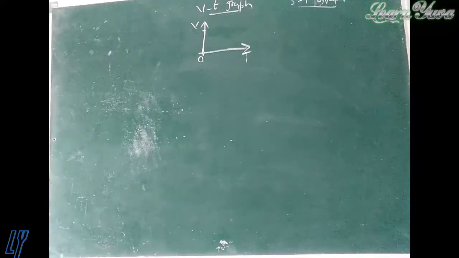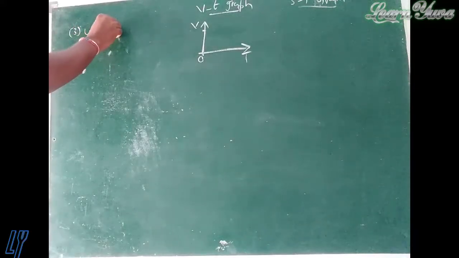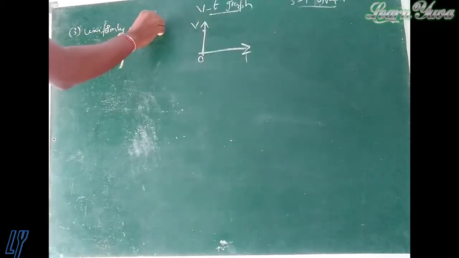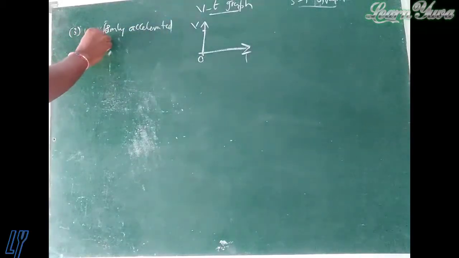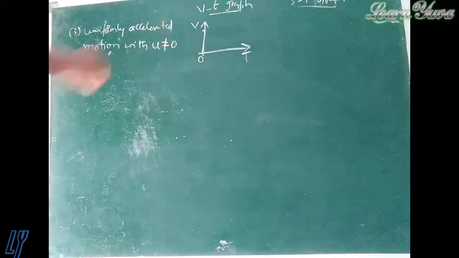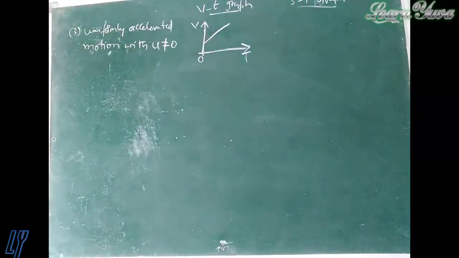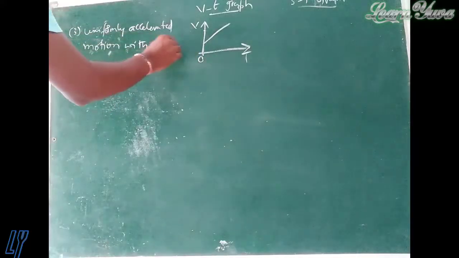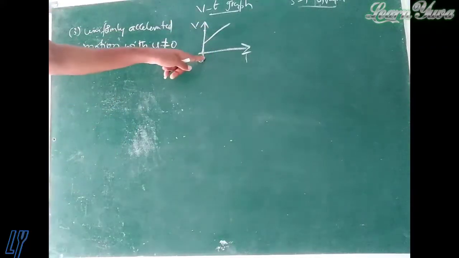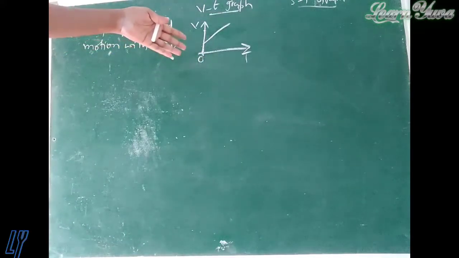Uniformly accelerated motion with u not equal to 0. Here in this case, the body does not have an initial velocity of 0, because the graph indicates like this. It is also a uniformly accelerated body, but here u is not equal to 0 because the line is not starting from 0. So the body contains some initial velocity.